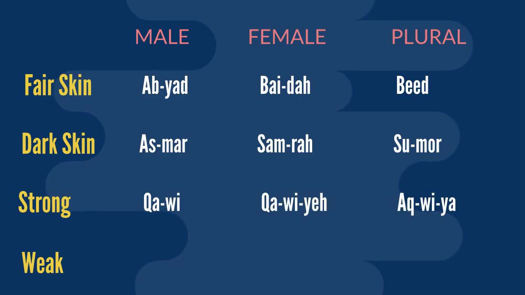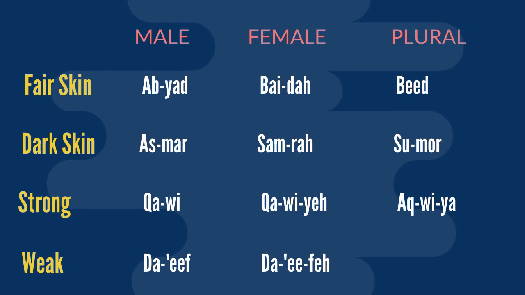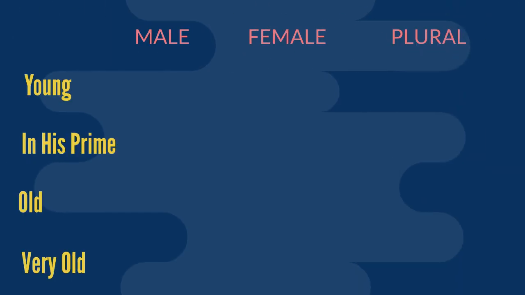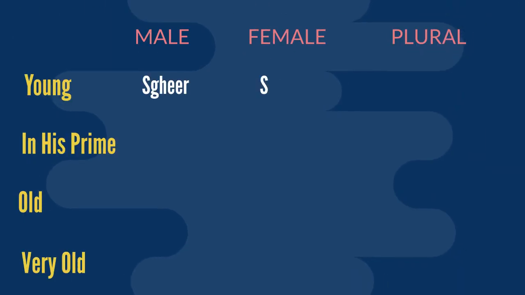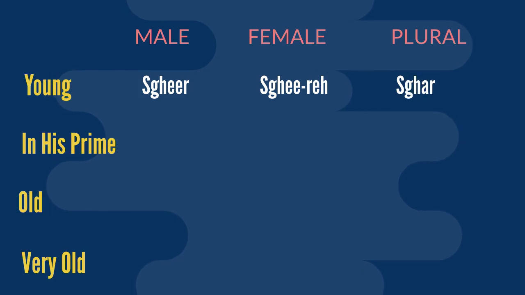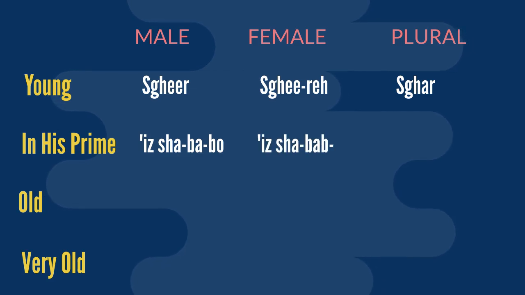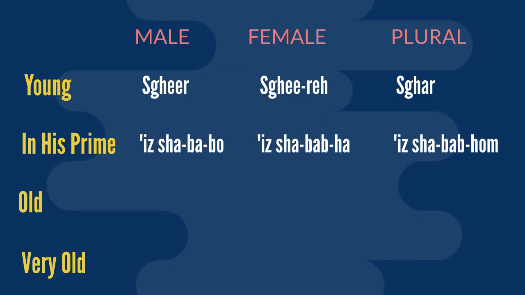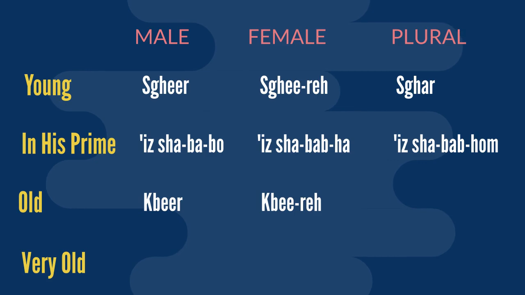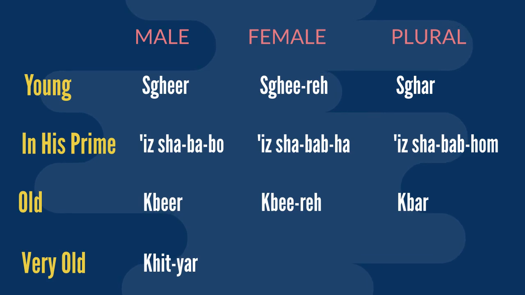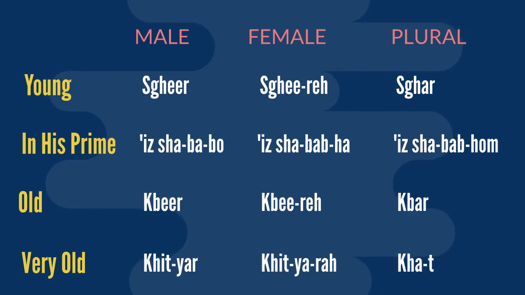Weak. ضعيف. ضعيفة. ضعاف. Young. صغير. صغيرة. صغار. In his prime, عز شبابه, عز شبابها, عز شبابهم. Old, كبير, كبيرة, كبار. Very old, ختيار ختيارة ختايرة.